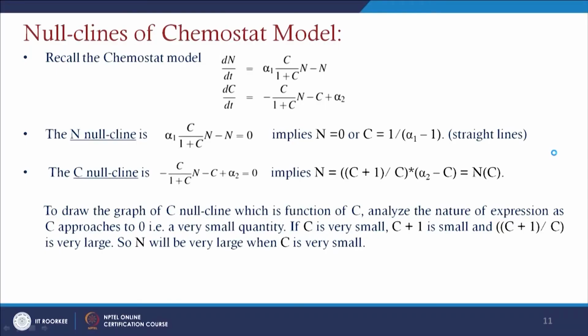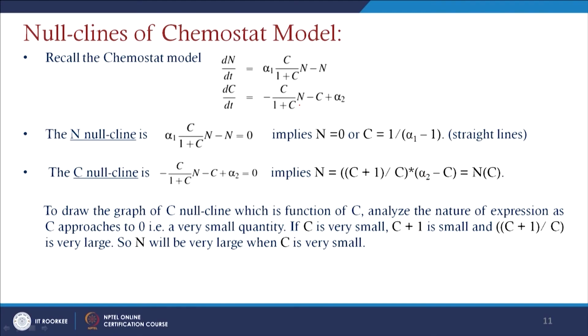And now we go for the analysis of the nullline function for the chemostat model. This chemostat model is especially represented as dn by dt equals alpha 1 c by 1 plus c n minus n, and dc by dt, which is represented as minus c by 1 plus c n minus c plus alpha 2. Already we have defined this chemostat model in the earlier lectures.